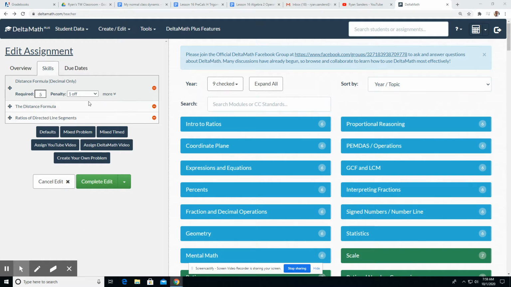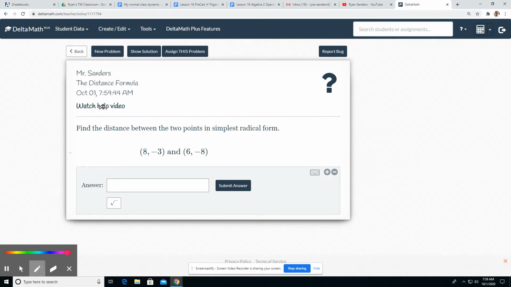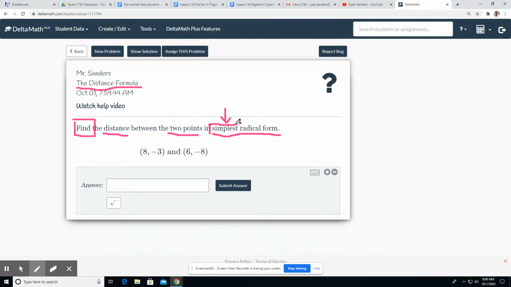Here we go with the distance formula. And here it is, the distance formula. We're asked to find the what? The distance between 2 points in simplest radical form. So we have square roots and we need to simplify the square roots if they can be.